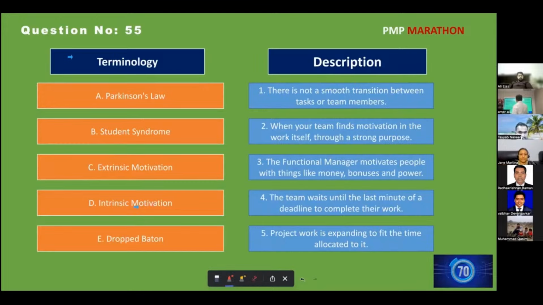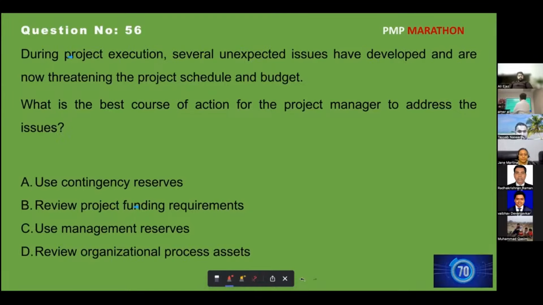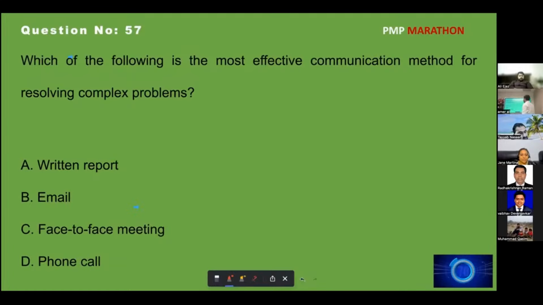During project execution, several unexpected issues have developed and are now threatening the project schedule and budget. What is the best course of action? The question is actually saying that you did not identify a risk and a risk has happened now. Contingency reserves are used for identified risks, so D is not the answer, B is not the answer. We use the management reserve for that.